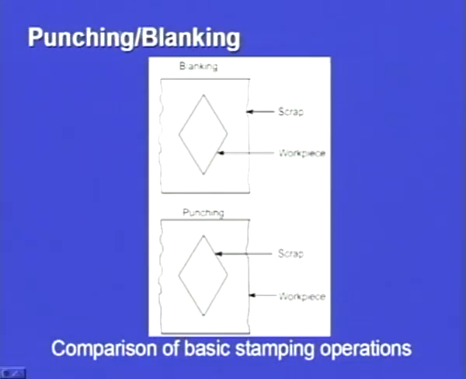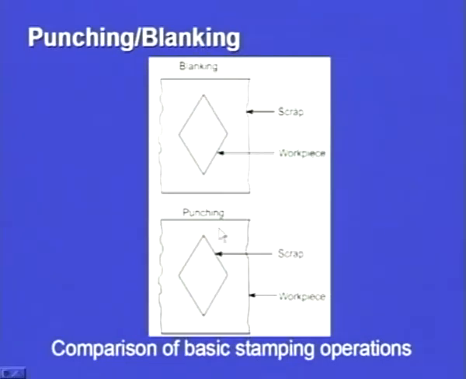Now, what is the difference between punching and blanking? These are two different operations. Here we can see there is a diagram that depicts the punching and the blanking operation. In the diagram, let us first understand that this is the blanking operation being done. So this outer portion is the scrap, and this is the workpiece. In case of punching, this is the scrap and this is the workpiece. So this is a comparison of basic stamping operations. Stamping can be done either by punching or by blanking.